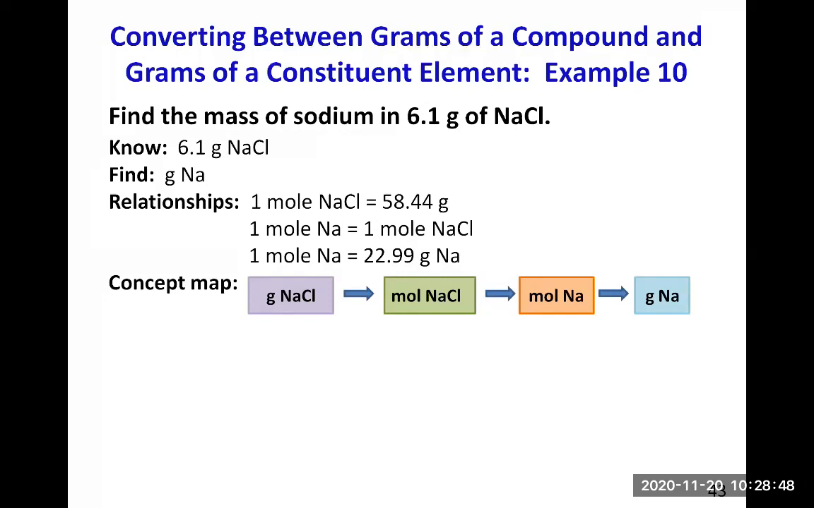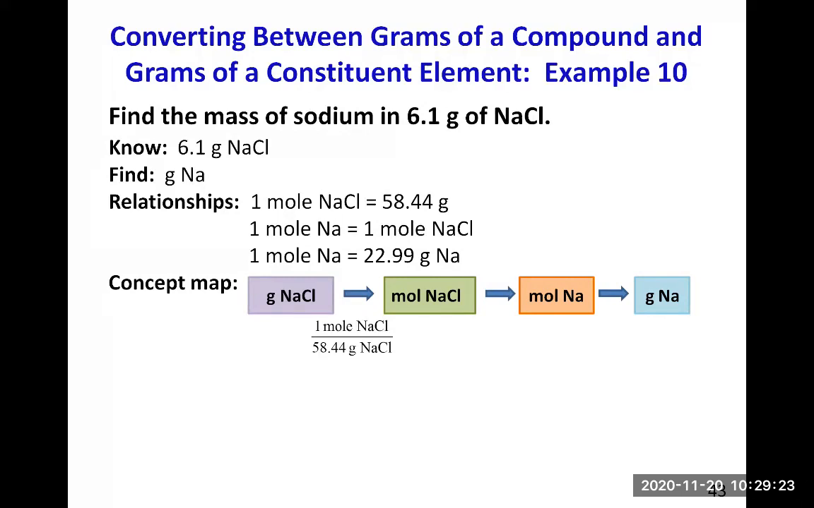So we start with grams of NaCl. We will change them to moles of NaCl using the molar mass of NaCl. Then we'll change the moles of NaCl to moles of just Na using the formula. And then from the moles of Na, we can get the grams of Na using the molar mass of just Na. So the first conversion factor will be using the molar mass of NaCl, and because we start with grams of NaCl, we will have the grams of NaCl on the bottom and the 1 mole on top.